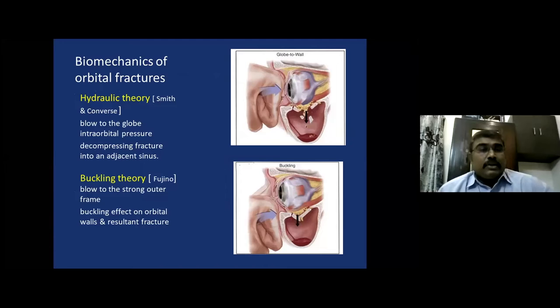What are the biomechanics of the orbital fracture? There are two theories. Hydraulic theory by Smith and Converse, in which the blow is directed to the globe, which increases the intraorbital pressure, causing decompressing fractures into the adjacent sinuses. And buckling theory by Fujino, where the blow is given to the strong outer rim, which causes the buckling effect of the orbital walls and it results in the fracture.